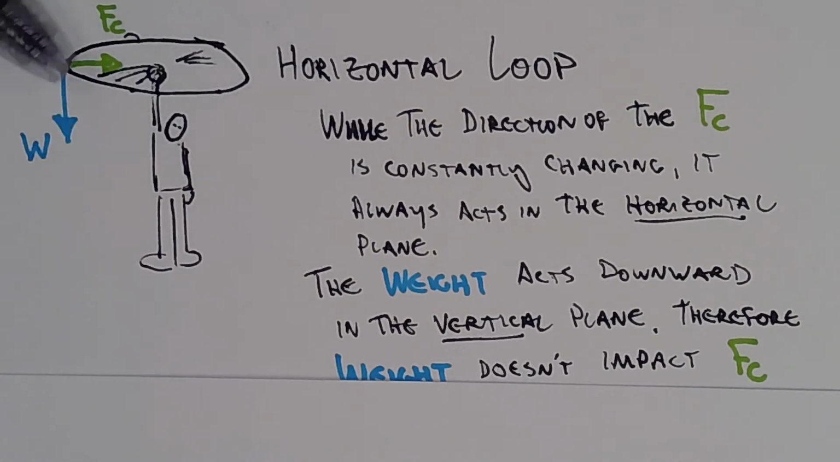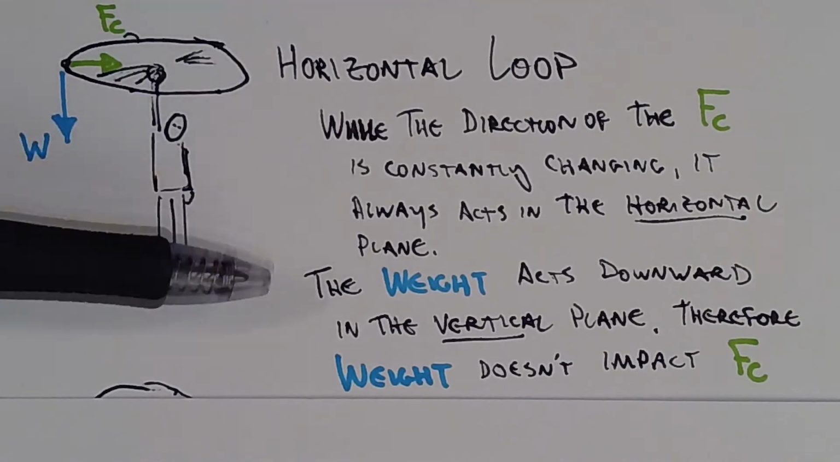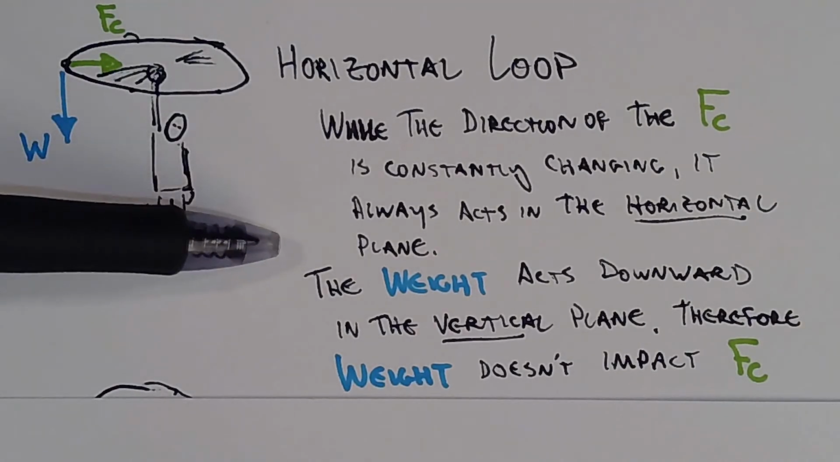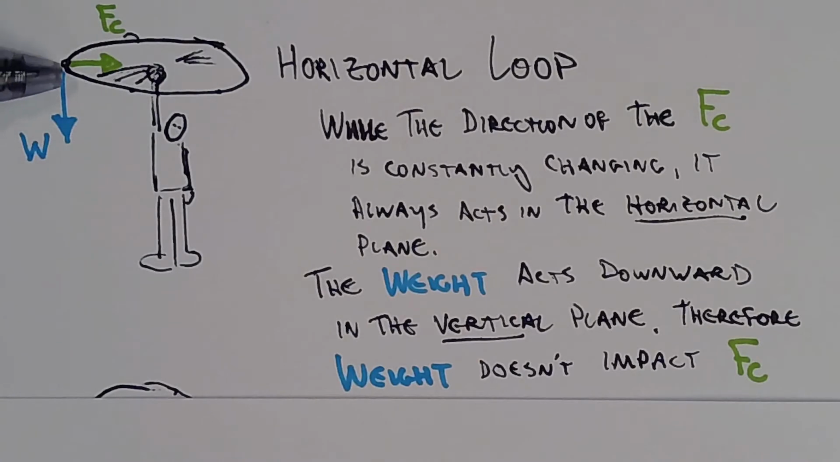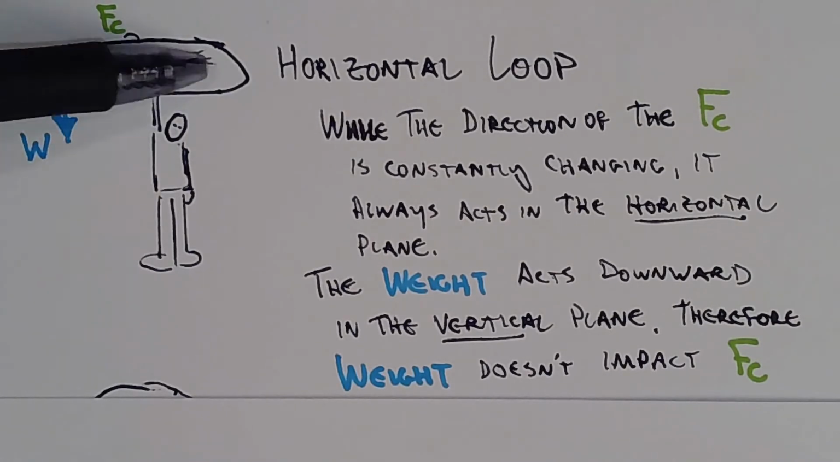Now, this kind of scenario is a great way to start. The earlier problems we worked in this unit were all horizontal loops because you don't have to worry about the weight factoring in that much because it acts down in a vertical plane. The centripetal force acts in the horizontal plane.